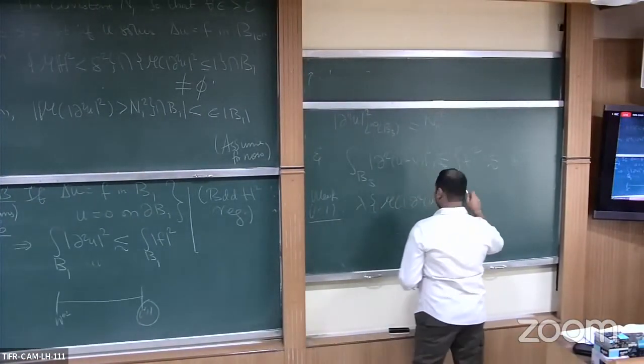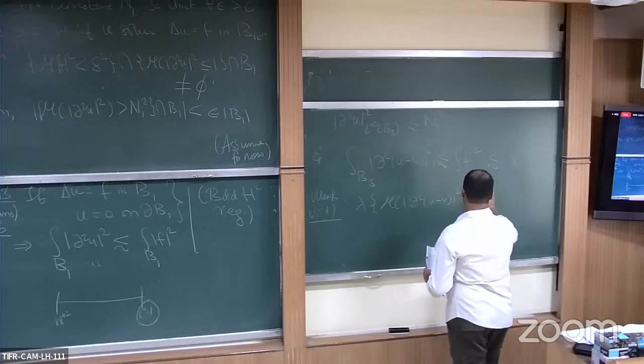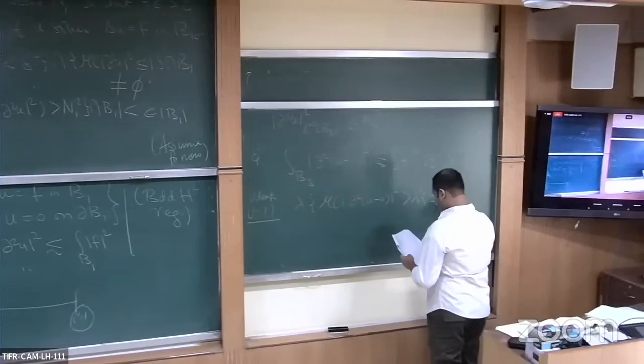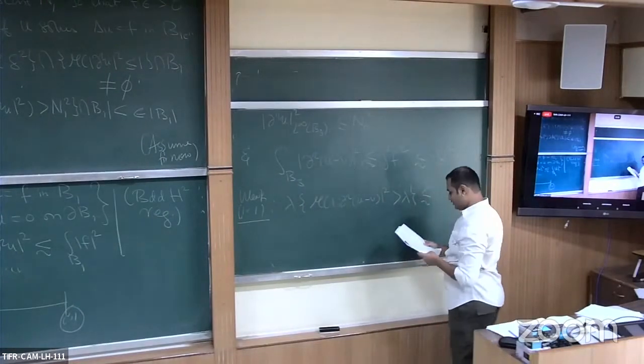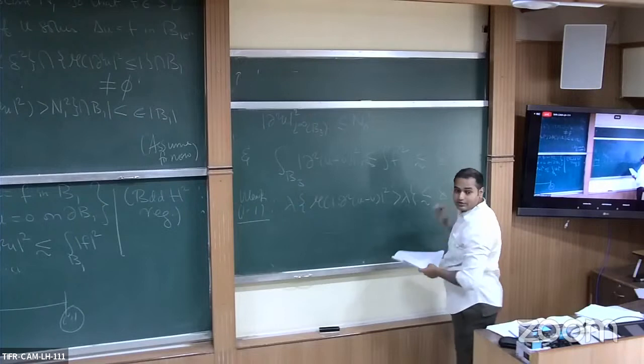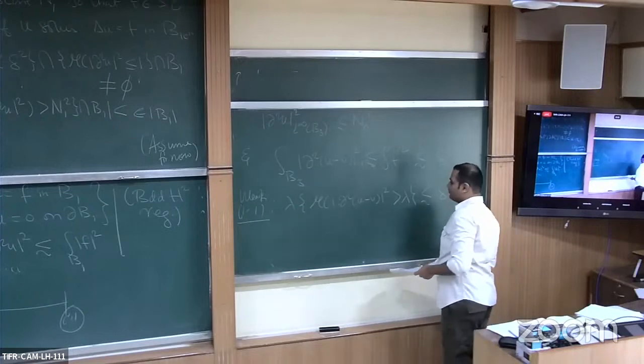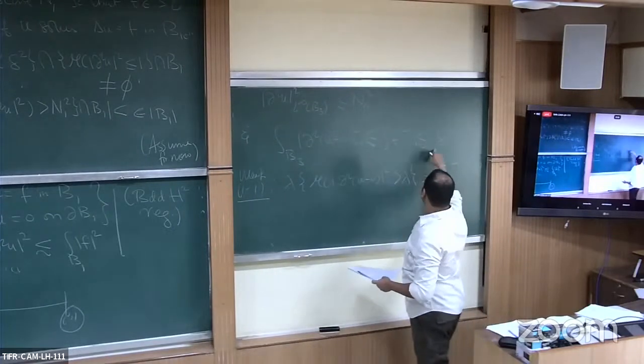V squared minus V squared greater than lambda, right? Is up to a constant. D2U minus V, whole square. This, right? So it is again delta squared. Okay, weak 1-1. This is weak 1-1.